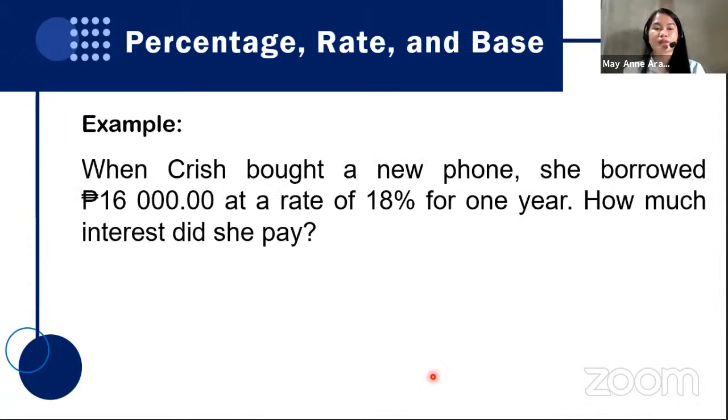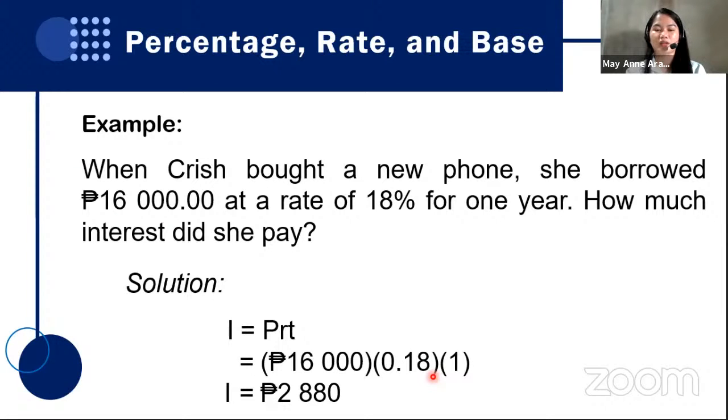Okay, example. When Krish bought a new phone, she borrowed 16,000 pesos at a rate of 18% for 1 year. How much interest did she pay? Okay, in this problem, 16,000 is the principal amount, 18% is the rate, so that is 0.18 in decimal. And for 1 year, so the value of T or time is 1. So just substitute to the formula. So you have I is equal to PRT. Substitute 16,000 for P, and 16,000 times 0.18 times 1 is 2,880. So this will be the interest Krish paid. Okay.